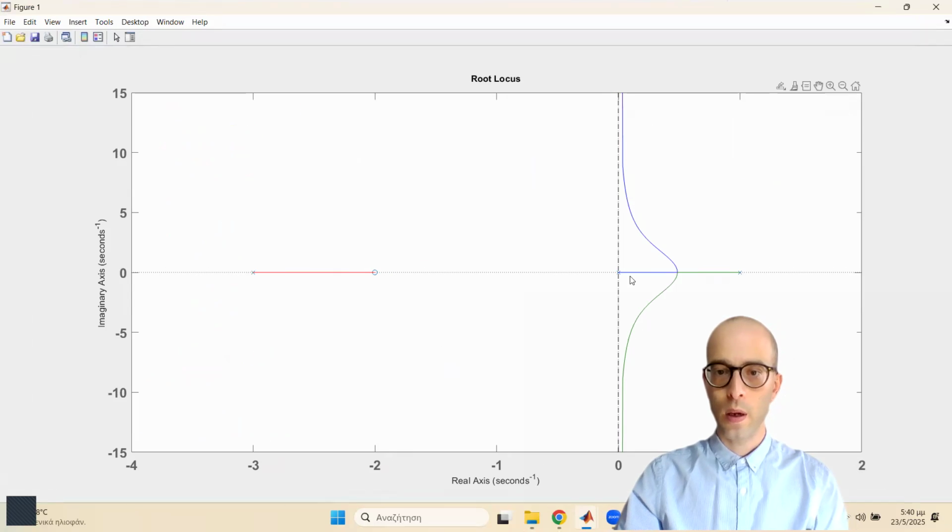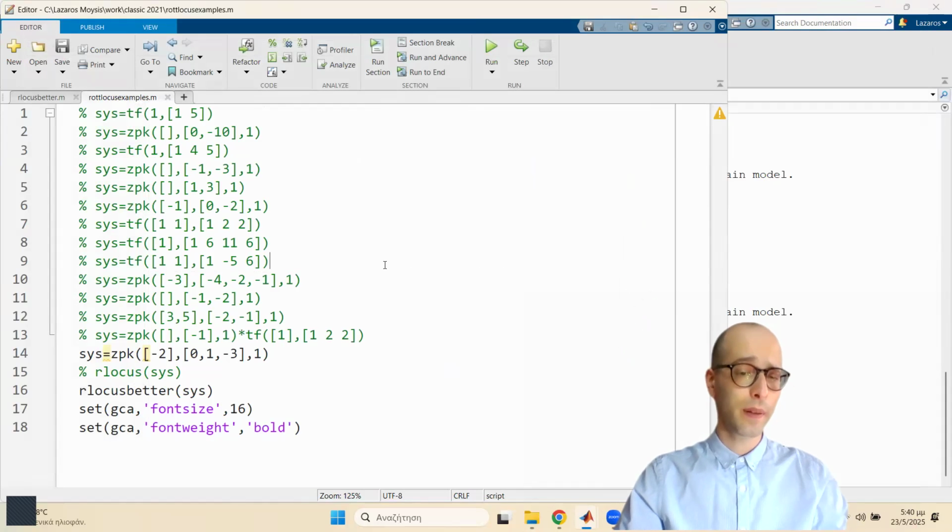Again, another example where we do have the asymptotes right here. You can make any variation that you like. You are going to find the algorithm in the description of the video.